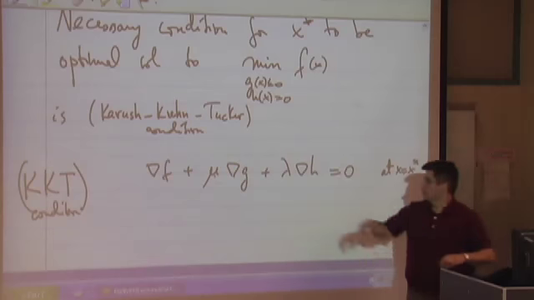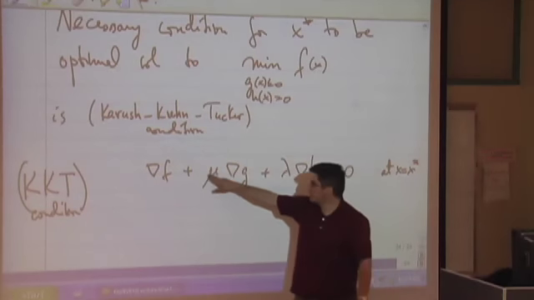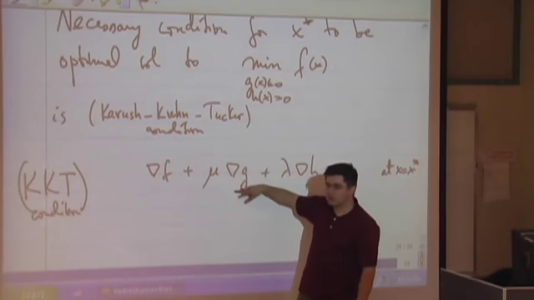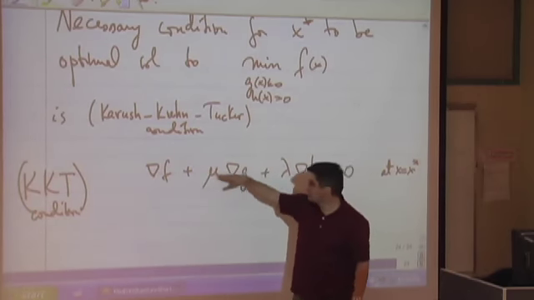Okay, notice here that mu has how many components? The same as the number of inequality constraints, so that this can make sense.